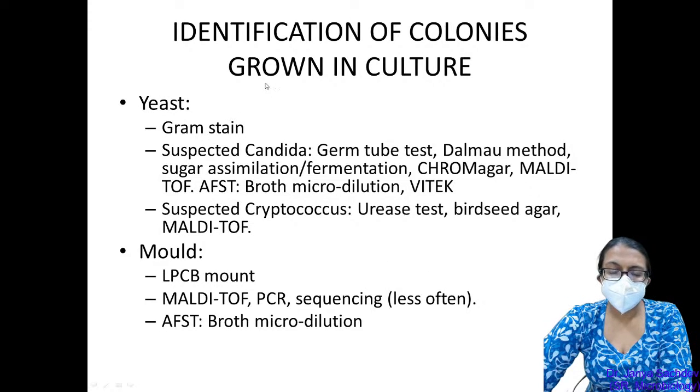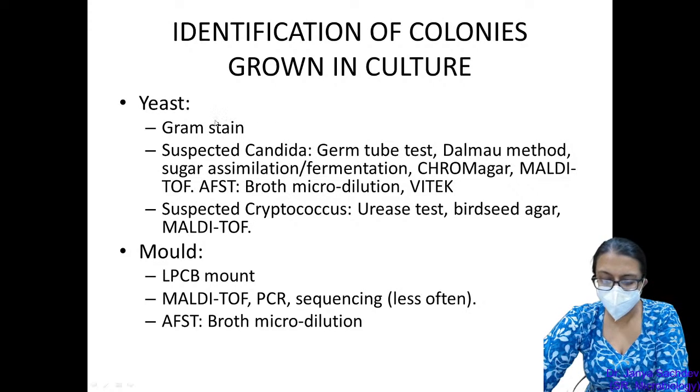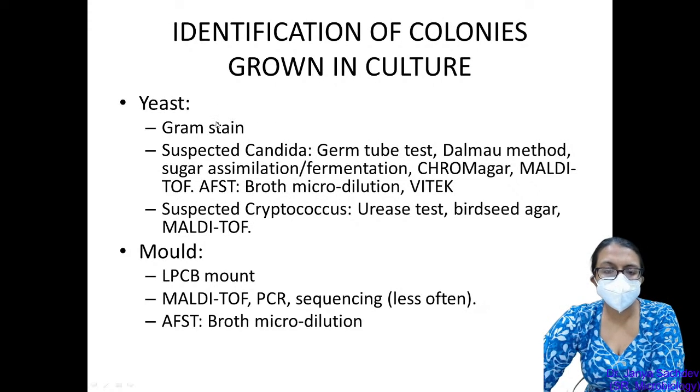Okay, so once we get growth in culture, how do we identify it? If we get growth of a yeast, the first thing we do is to make a Gram stain, and then if we're suspecting from the morphology in the Gram stain that it may be Candida, then we'll do a germ tube test. We do a Dalmau method on corn agar. Again, once we come to a detailed class on Candida, you'll know what all this is. We do sugar assimilation and fermentation tests. We can use CHROMagar or the MALDI-TOF. All these are to identify what the species of Candida is.